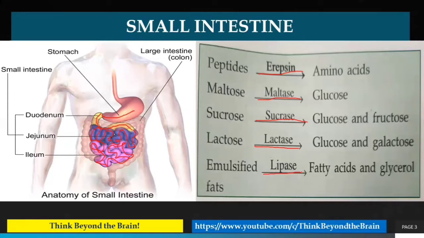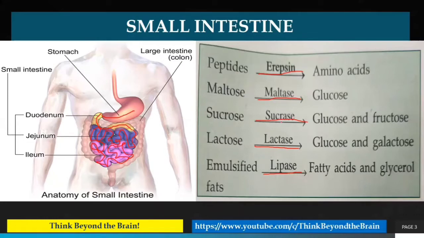Now, what does erepsin do? As we all know, pepsin converts proteins into peptides. Over here, erepsin converts peptides into amino acids. And maltase: amylase converts starch into maltose, and over here maltose, in the presence of maltase, becomes glucose. Our body needs glucose, so maltase is here to convert maltose into glucose.